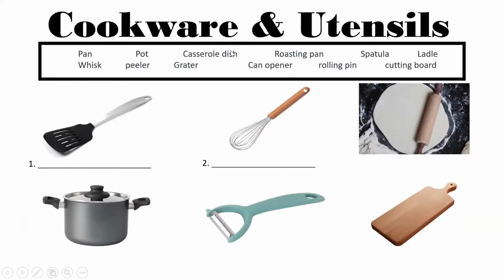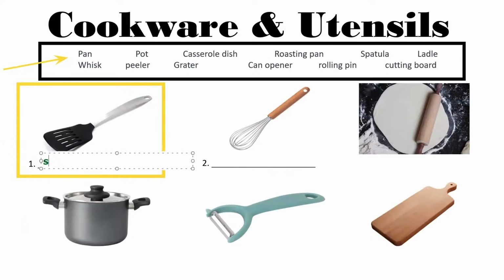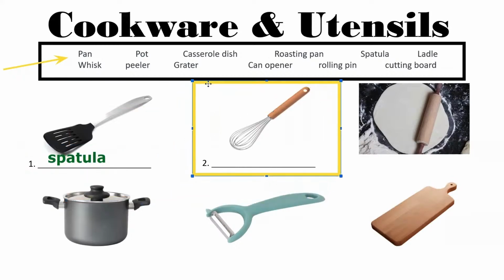Okay, so now we'll be labeling more of these kitchen items. We have a new word bank, so there are new words. So let's start with number 1. So this object, we call it a spatula. Spatula. And number 2, I'll give you a few seconds to think about this.